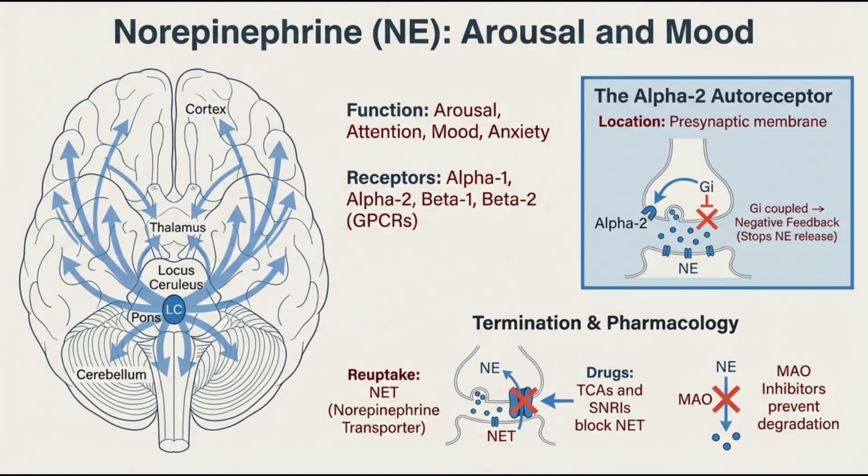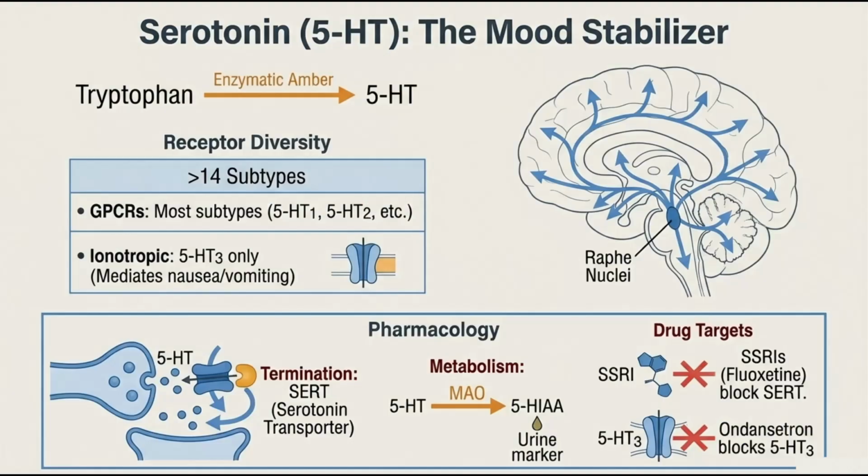Okay. Slide 11 brings us to the last of the big monoamines. Serotonin, or 5-HT, the mood stabilizer. Serotonin is fascinating, mainly because of its incredible receptor diversity. The slide notes there are over 14 different subtypes of serotonin receptors. That seems excessive. Why so many? It allows for an incredible degree of nuance in cellular signaling.